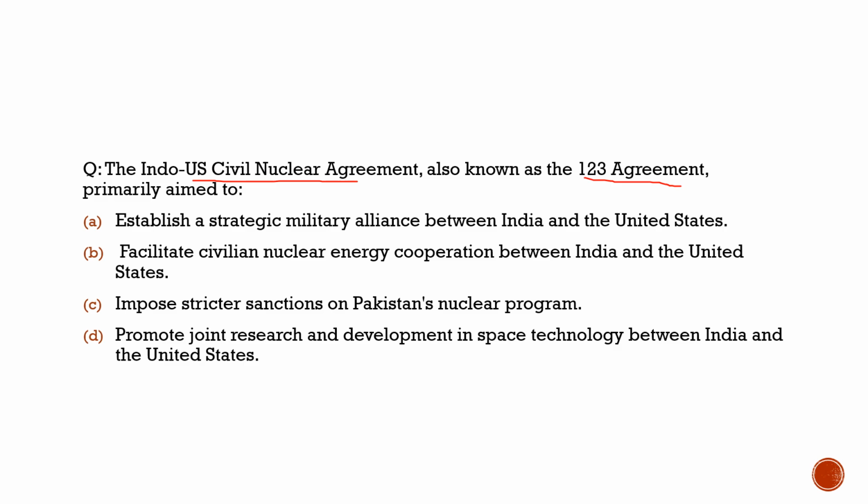Here the question says: the Indo-US Civil Nuclear Agreement, also known as the 123 Agreement, primarily aimed to do what? Establish a strategic military alliance between India and the US. No, it was not a strategic military alliance. Second, third, impose stricter sanctions on Pakistan's nuclear program. No. Promote joint research and development in space technology between India and the United States. No. Then what is the correct option? It is option B, which is to facilitate civil nuclear energy cooperation between India and the United States. So the correct statement would be option B.